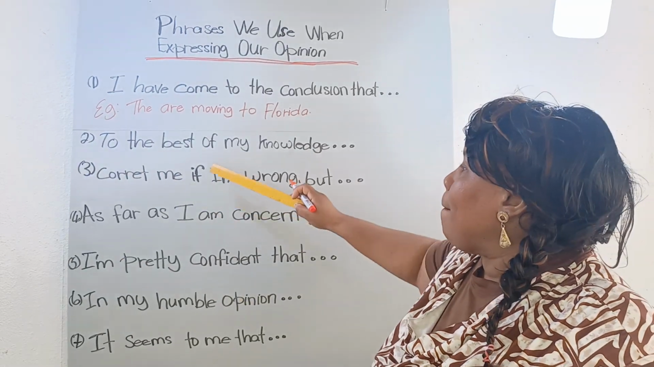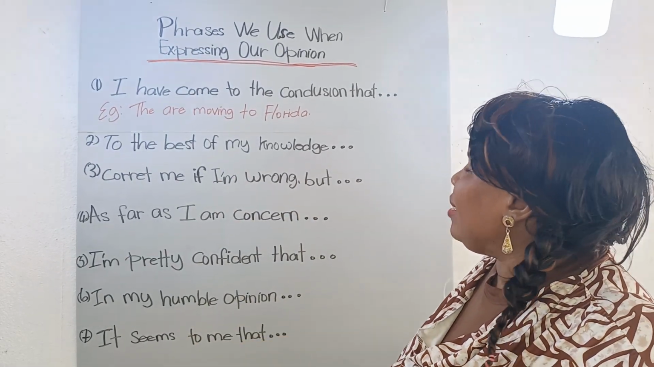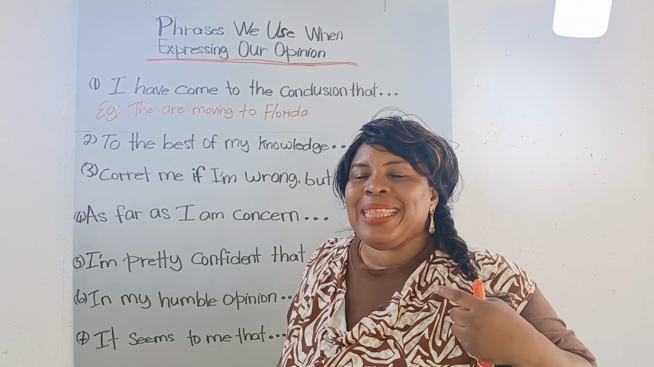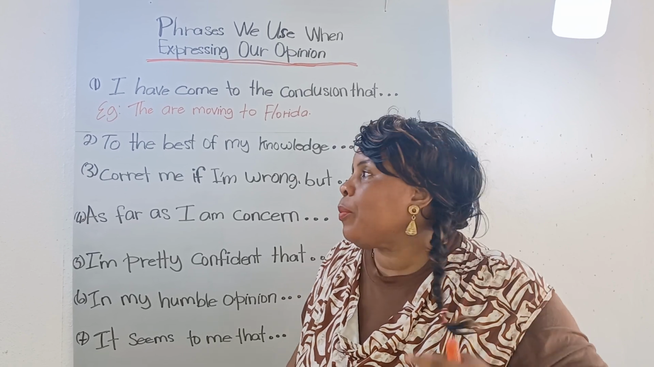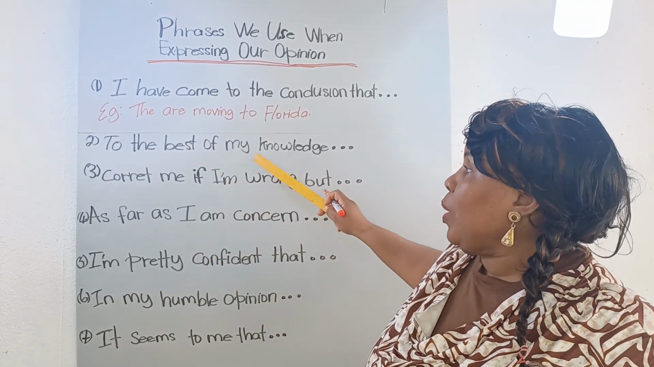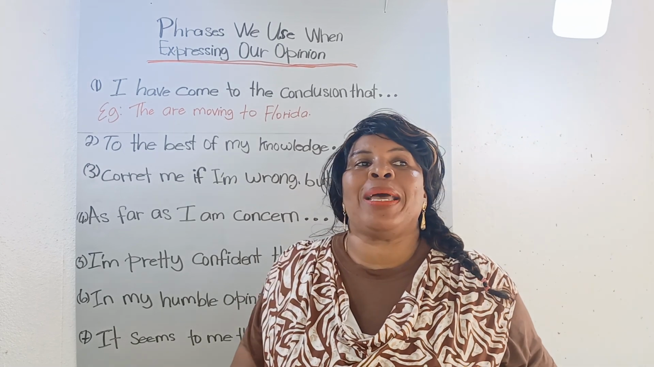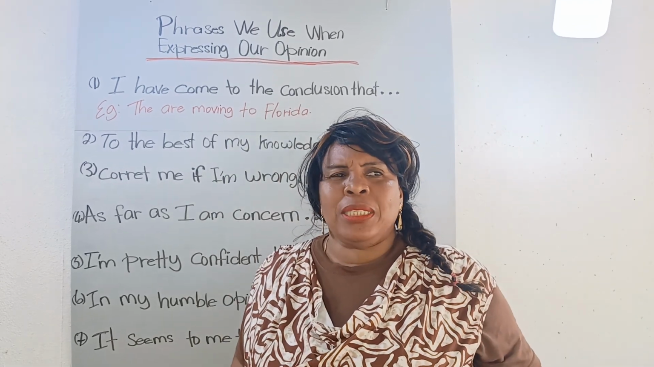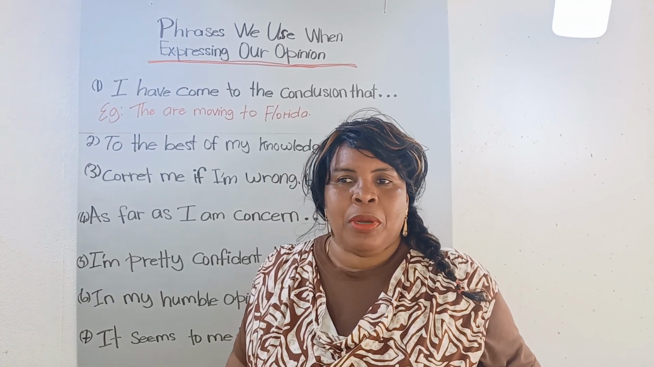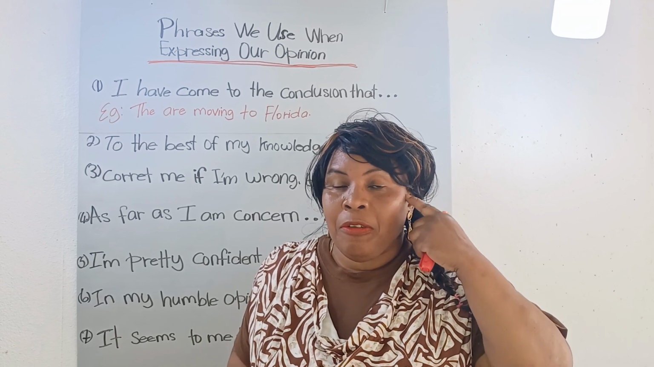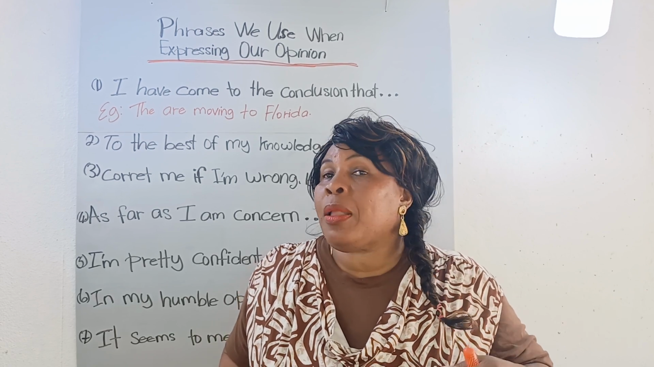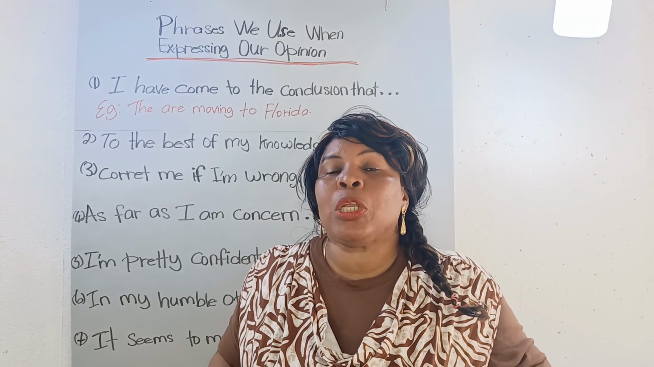Number two: to the best of my knowledge, to the best of my thought, to the best of my thinking, to the best of my understanding. So this is another phrase that we could use, to the best of my knowledge. Once I say that to someone, they may ask, what do you mean? To the best of my knowledge means what I think or know or understand to be so. It's not necessarily true, but it could be so.